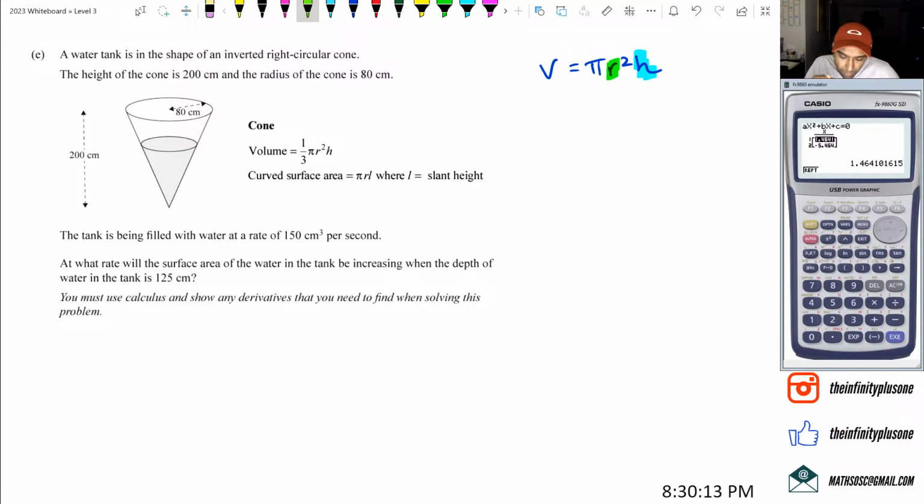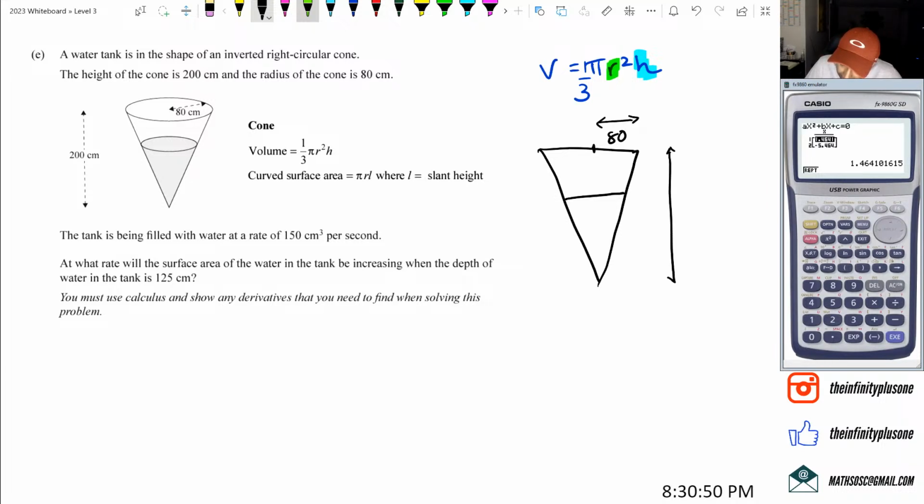So what we need to do is, when I look at this volume for pi r squared h, I forgot a 1/3. Yes, I have forgotten a 1/3. Doesn't matter. I still have to get rid of the r or the h, but in this case, I'm going to get rid of the h. So what I'm going to do is look at this three-dimensional shape as two dimensions. When I do that, I've got the radius from here to here, and the height, which is 200, from here to here.